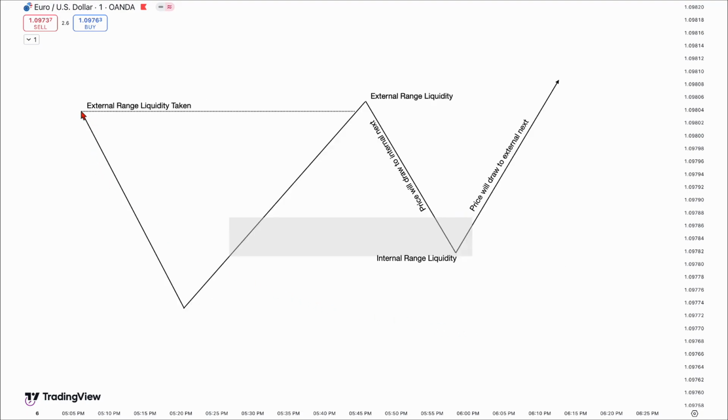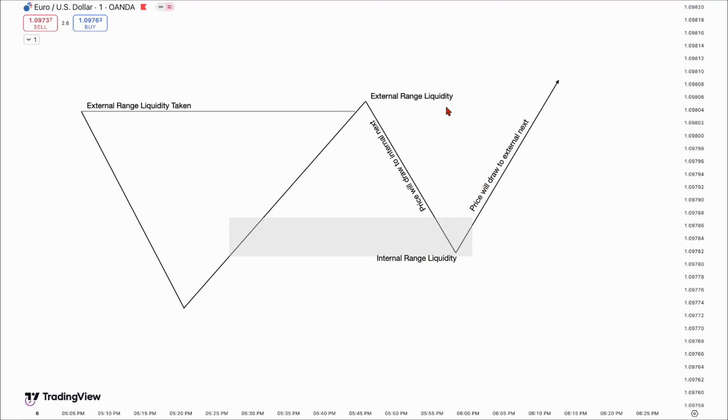We have external range liquidity at this old high. Price moves lower, forms a swing low, and then moves up, taking out that external range liquidity. While taking out the external range, or old high, an imbalance is formed down here, which could be a fair value gap. After taking out the external range liquidity, price moves back into the fair value gap. Once it hits that internal range, we then look to target the next external range again.